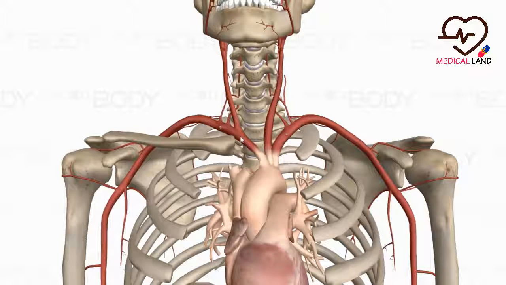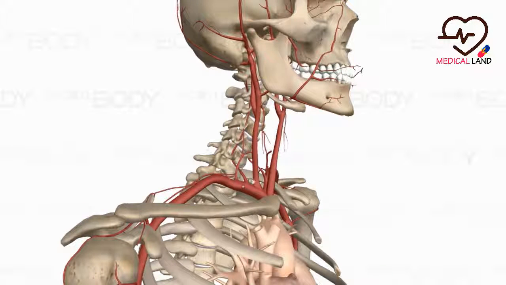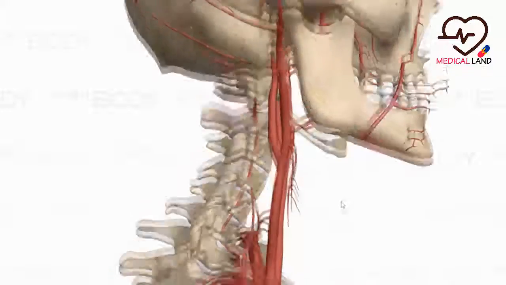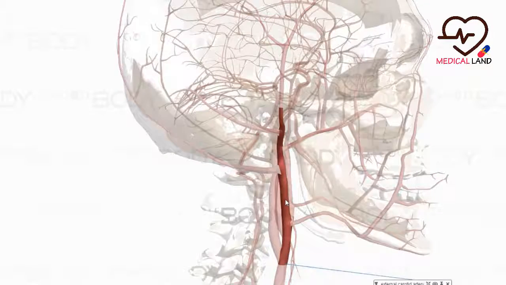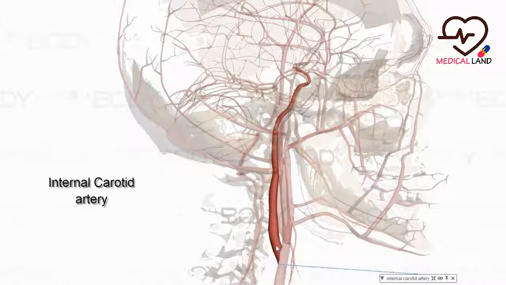Now, here's the brachiocephalic trunk. As we move up, we're going to see the right common carotid. And then the next artery, which is going through the transverse foramen of the cervical vertebrae, is going to be the vertebral artery. Now if we go back again here to the common carotid, this is the right common carotid once again, it's going to branch off into the external carotid and the internal carotid.